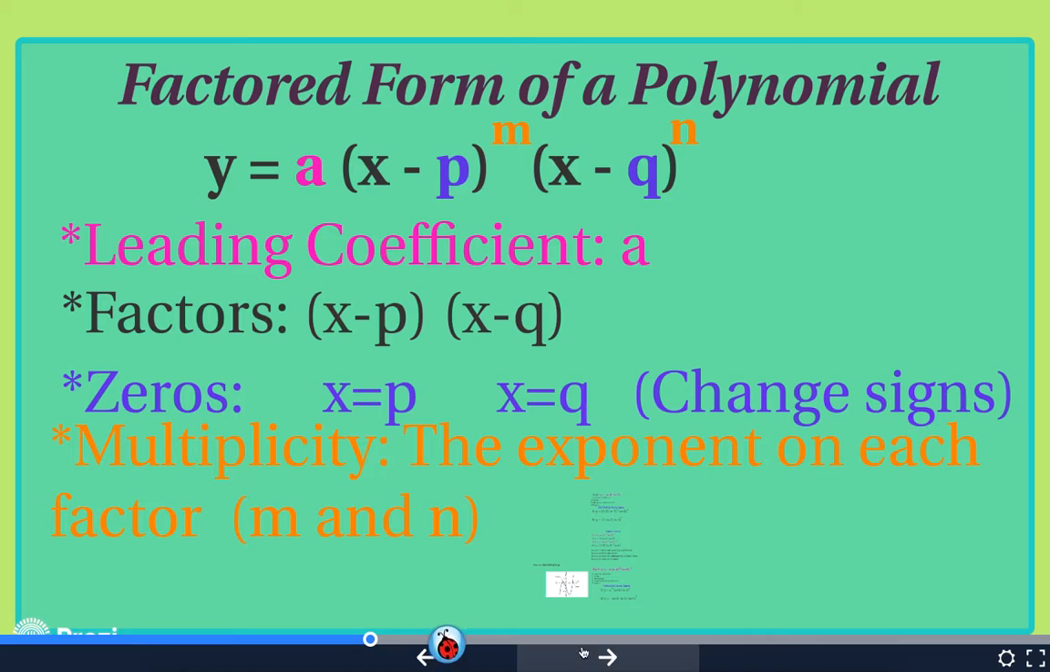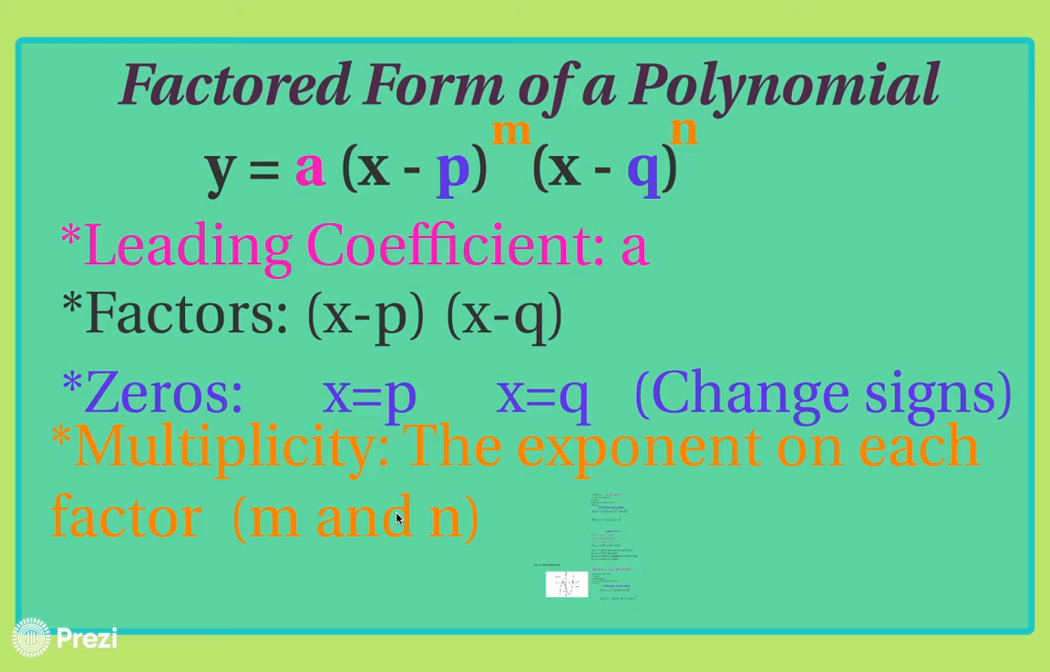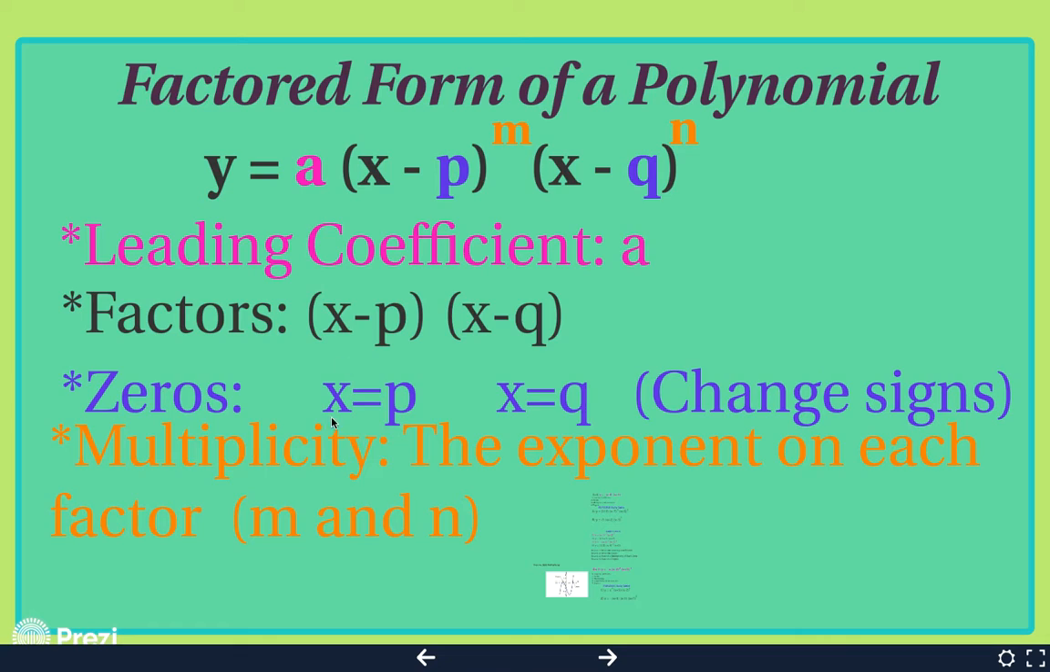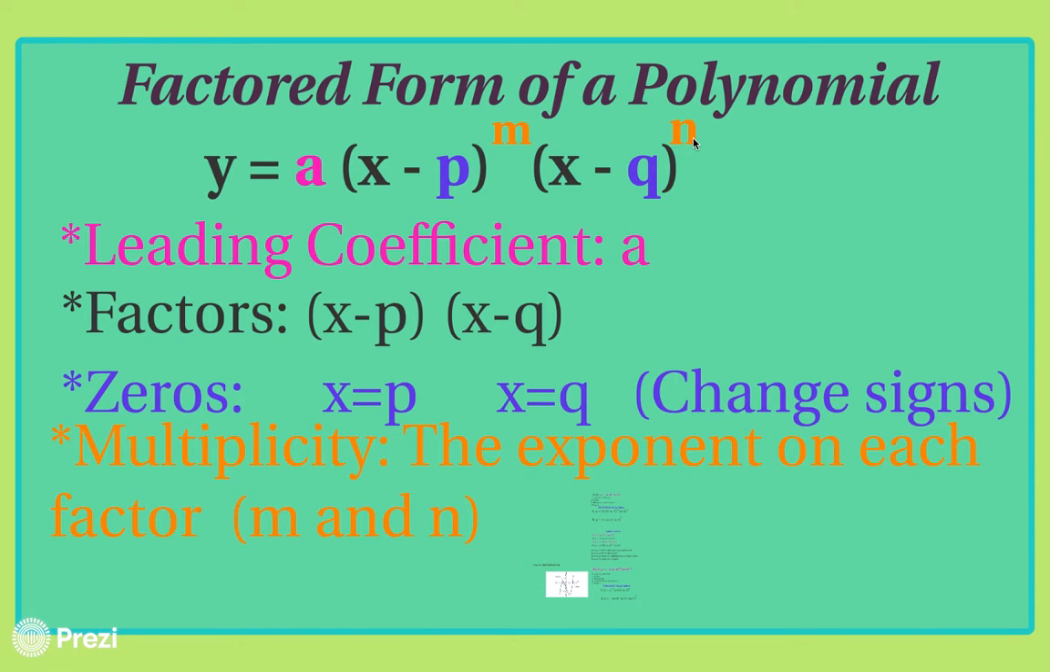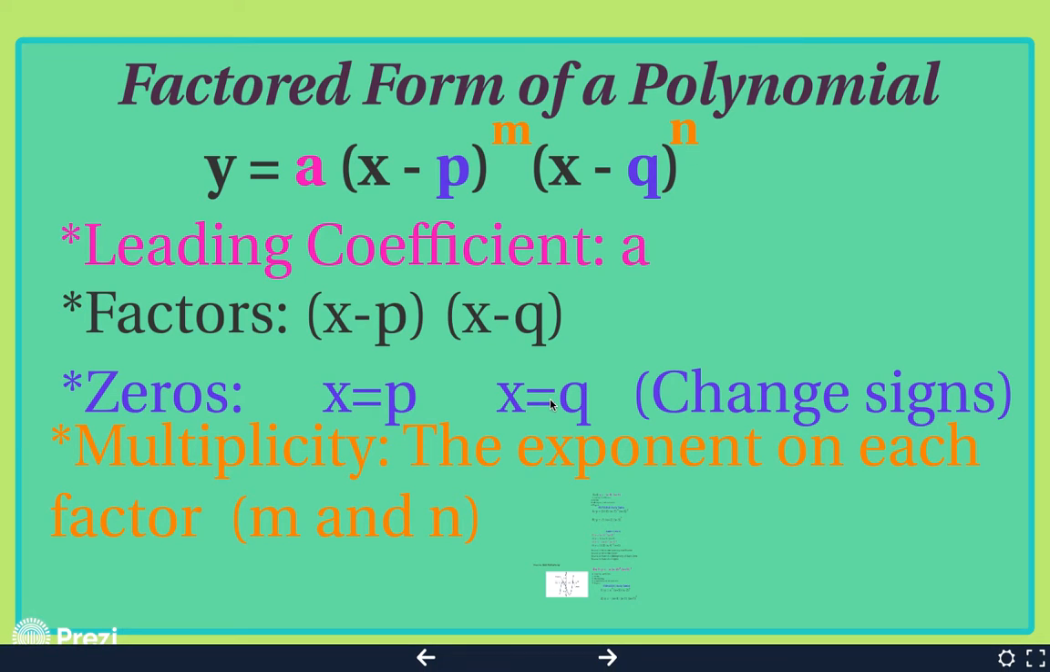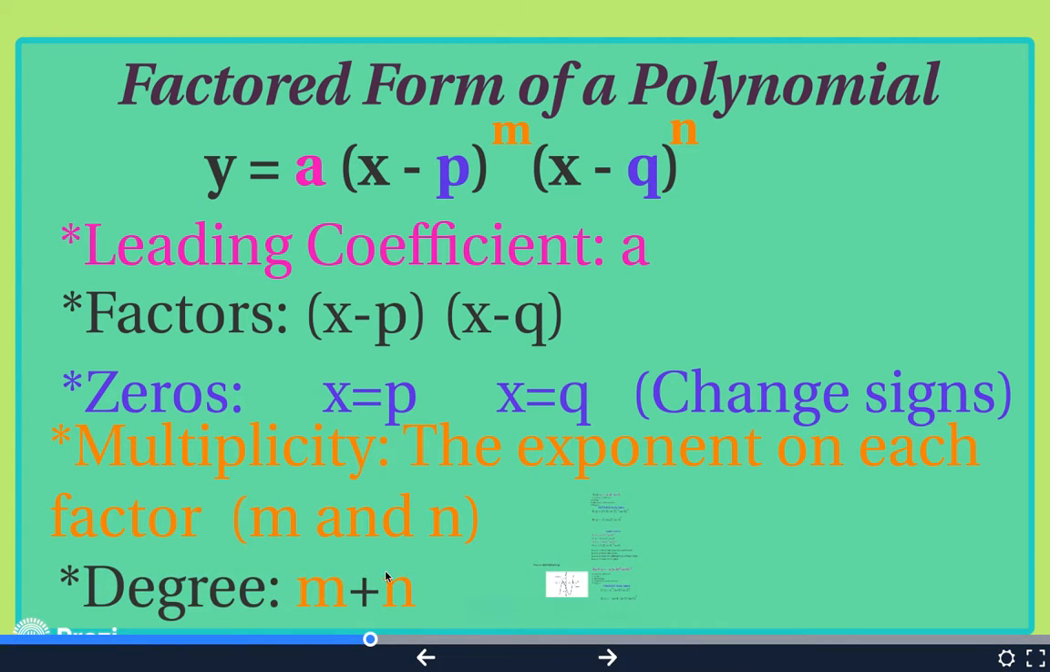Alright, and next, multiplicity. So the multiplicity of a zero is what is the exponent on the zero. Okay, or what's the exponent on the factor? So when x is p, that pertains to the factor x minus p, so the multiplicity of that factor is m, it's the exponent. And the multiplicity when x equals q, that pertains to the factor x minus q, and the exponent is n. So basically multiplicity is what is the exponent on the factor that pertains to the zero that you're looking at. What are the exponents?